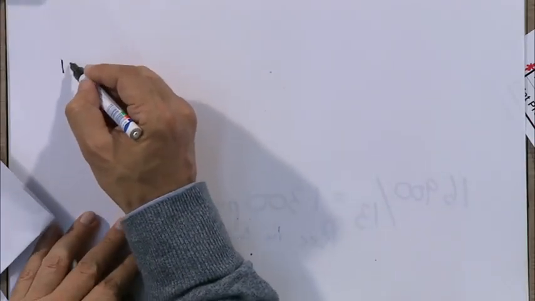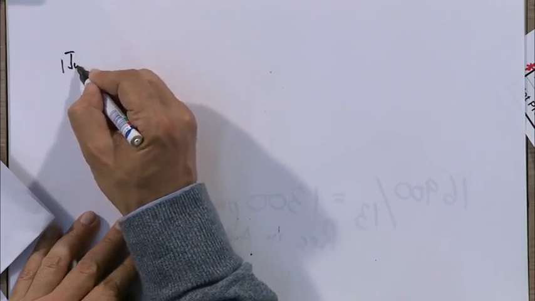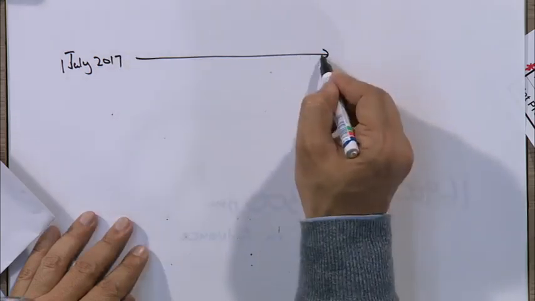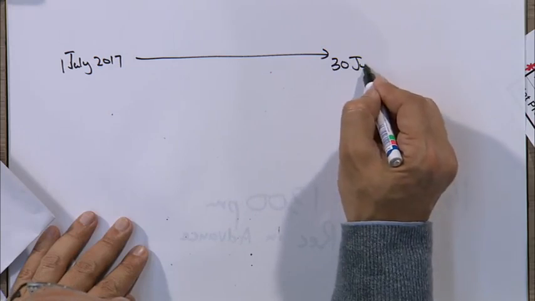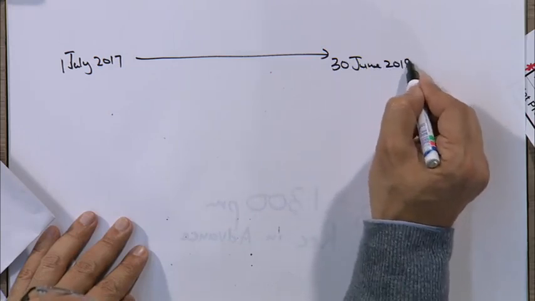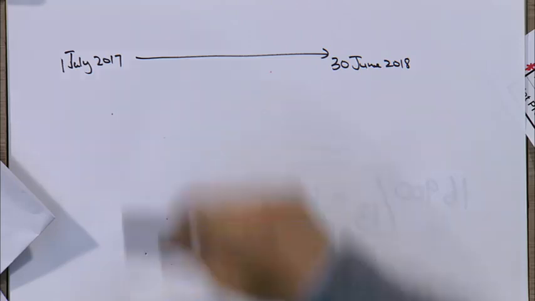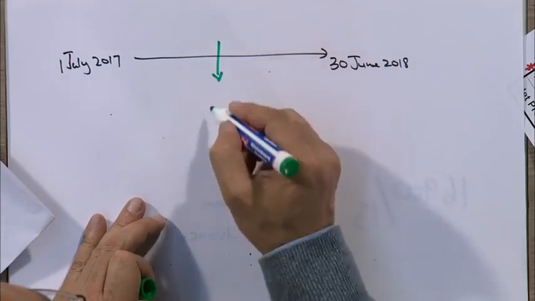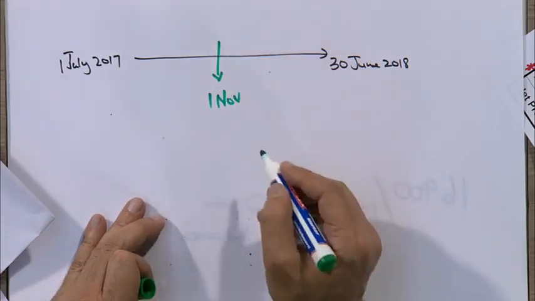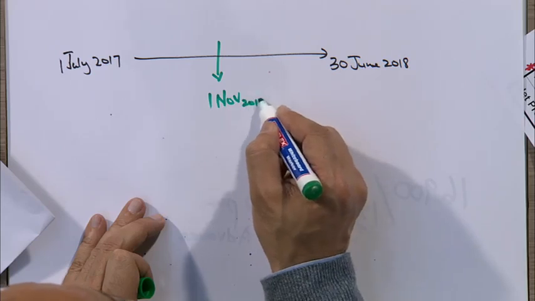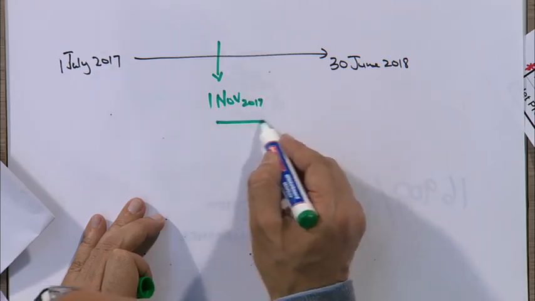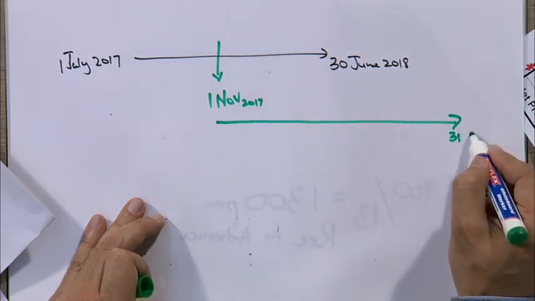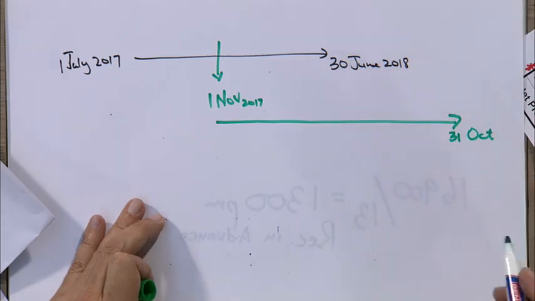So we said the financial year starts the 1st of July 2017. It ends the 30th of June 2018. Okay, so now what happened? On the 1st of November 2017, we paid an annual amount, and that annual is going to end on the 31st of October.